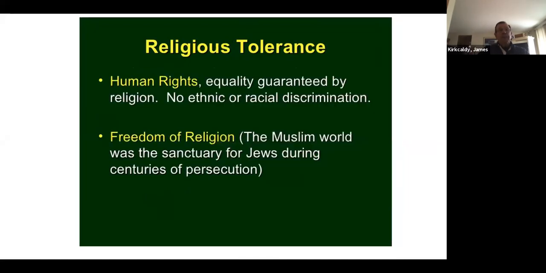And this is something really big, and you'll see this as we go through the course. They were very religiously tolerant. They didn't burn people of different religions as a norm. Later, when the Jews were being kicked out of Spain, anti-Semitism, anti-Jewish feelings, was very high in Christian countries. They were welcomed in the Islamic world. Freedom of religion. The Muslim world was a sanctuary of the Jews during centuries of persecution, very important. They had no ethnic or racial discrimination based on religion, human rights.